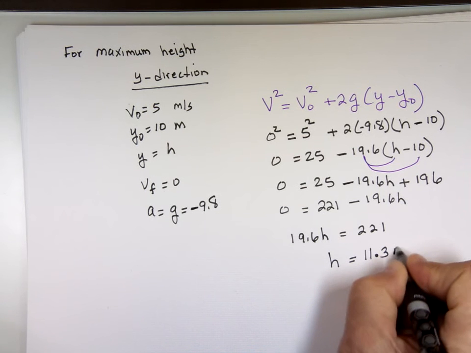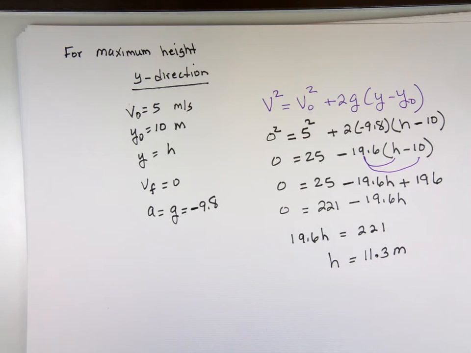So the diving board was actually 10 meters high. So when the diver hit the maximum height, it was 1.3 meters above that. So it went this much above the diving board, then back into the water.